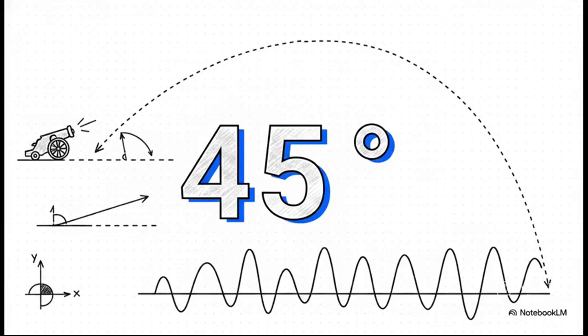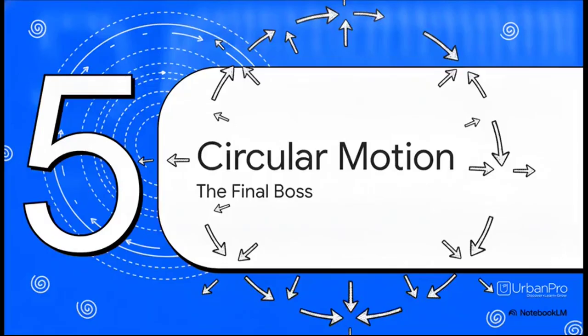Oh, and here is a really quick practical pro tip for you. If you're ever launching something from the ground and you want to get the absolute maximum horizontal range out of it, you've got to project it at exactly a 45-degree angle. Because of the sine function in our range formula, 45 degrees mathematically guarantees you are getting the absolute maximum distance, for sure. All right, here we are at section 5, uniform circular motion, the final boss.